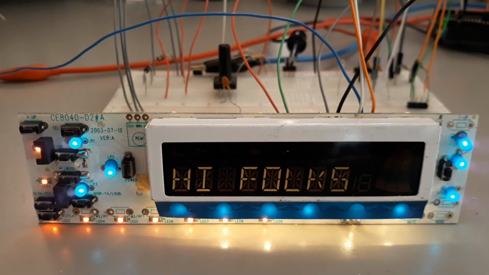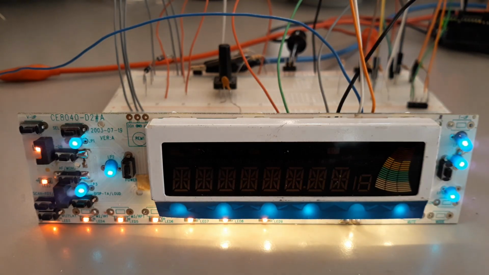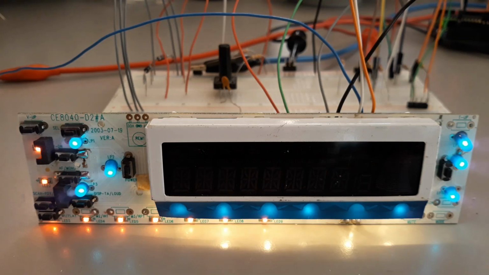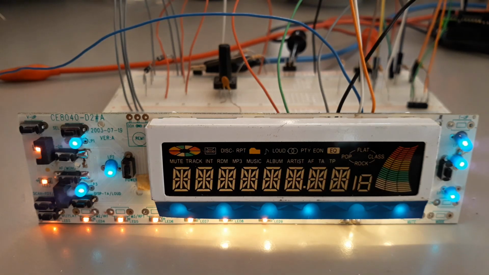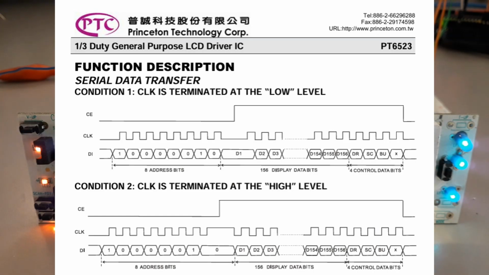Now let us understand how this driver reaches the capacity of 156 segments. The chip provides three common bias pins for the LCD: COM1, COM2, and COM3. In addition, there are 52 segment control pins, labeled from SEG1 through SEG52. When we combine three common lines with 52 segment lines, we obtain a total of 156 controllable segments. 3 multiplied by 52 equals 156.